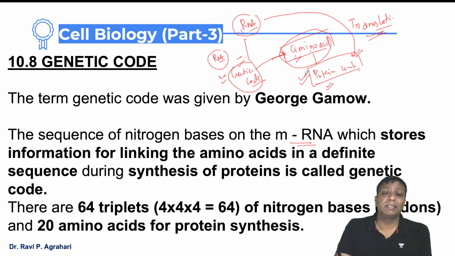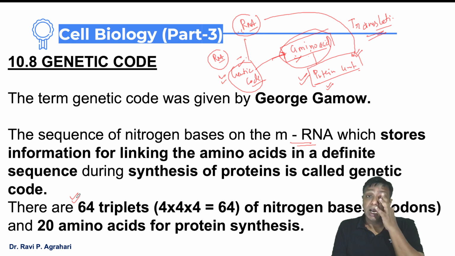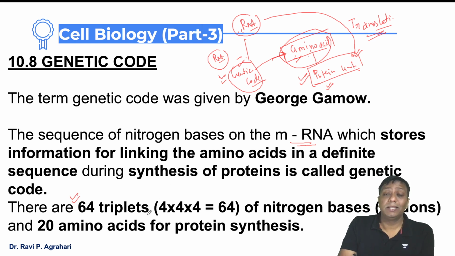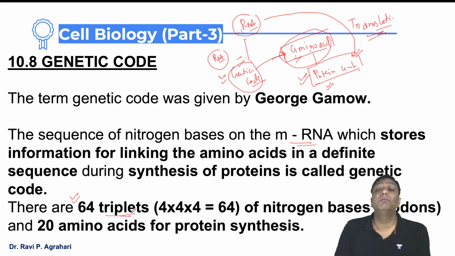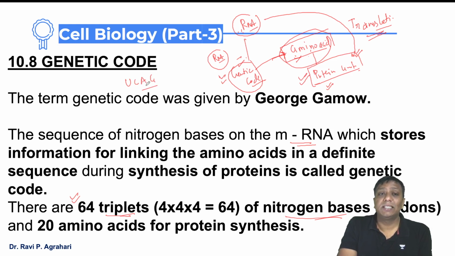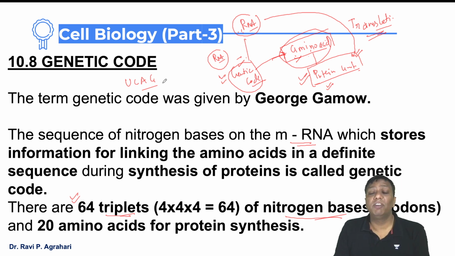A total of 64 genetic codes are available, which I'll show you inside the genetic dictionary. And these 64 genetic codes are in triplets. Triplet means a group of 3 bases, a group of 3 nitrogenous bases. And I hope you know the RNA has U, C, A, G. These are the nitrogenous bases that are available in the RNA.